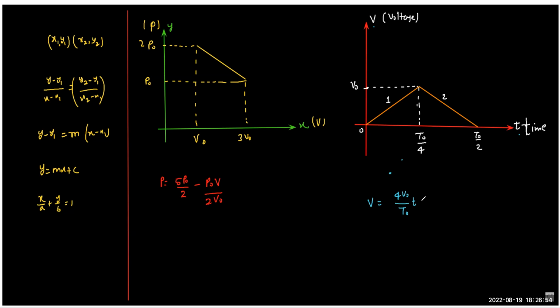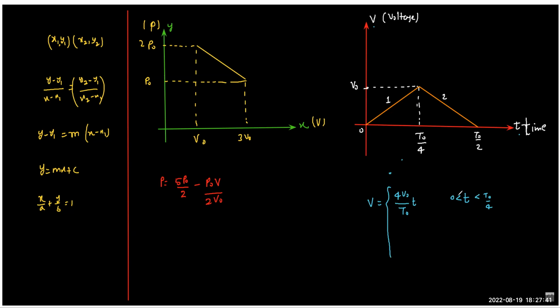C is called the y-intercept, which means where it cuts the y-axis. So the first line is cutting the y-axis at which point? V naught. See, the line is cutting the axis. You can see visually. It's a visible thing, not something mathematical. Can you see it? At 0. Of course, at zero. So that is the meaning of intercept, where it is intersecting the y-axis. And so this is the equation for the duration 0 up to t naught by 4.